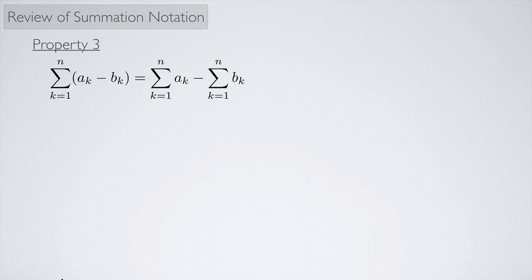Now, you might guess that there is a similar thing when you are subtracting, and there is, and the proof is very, very similar. In fact, let's see if you can supply the proof on your own. It's very similar to the proof that you saw for property 2.